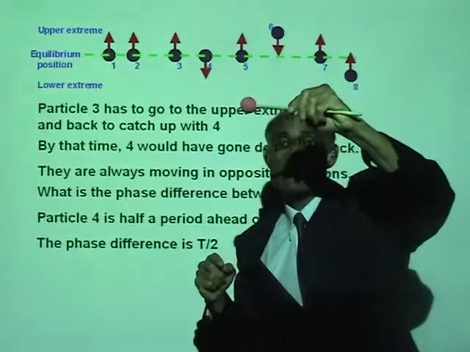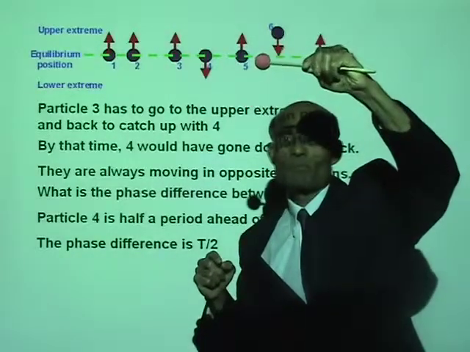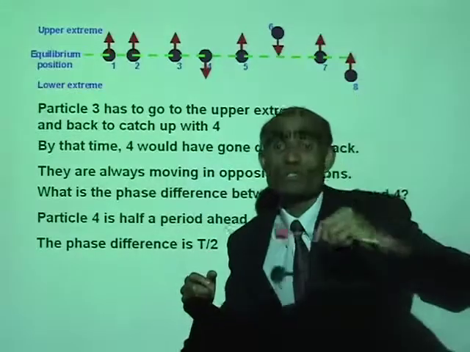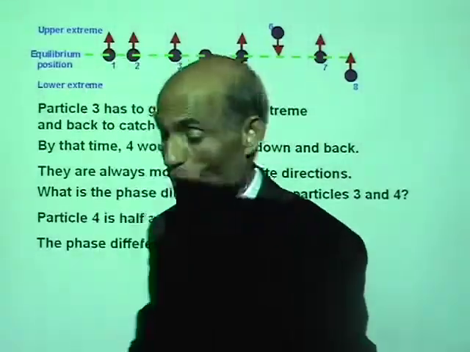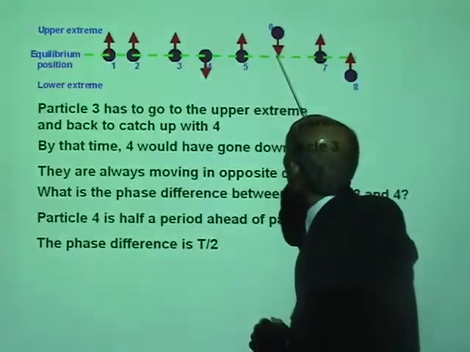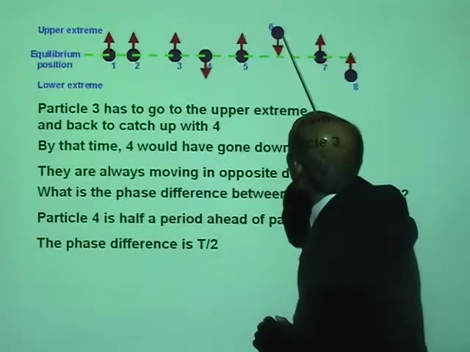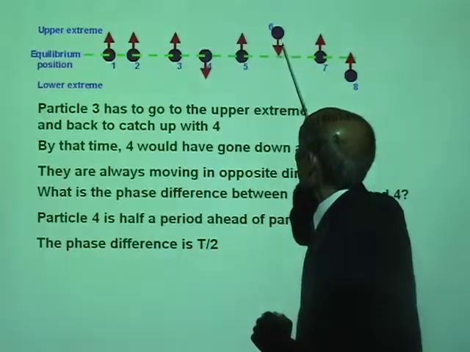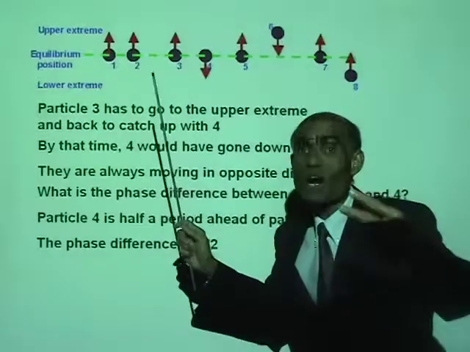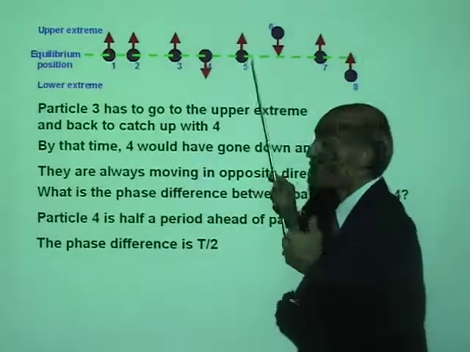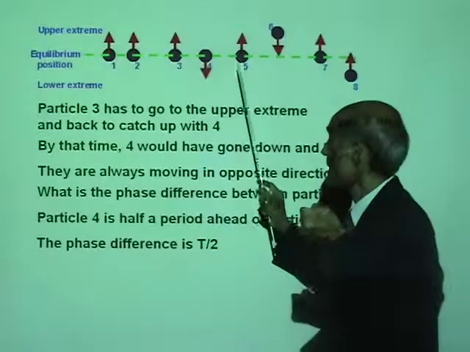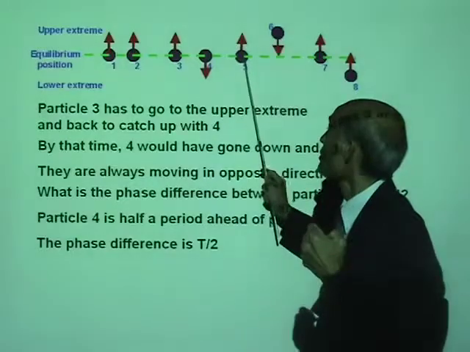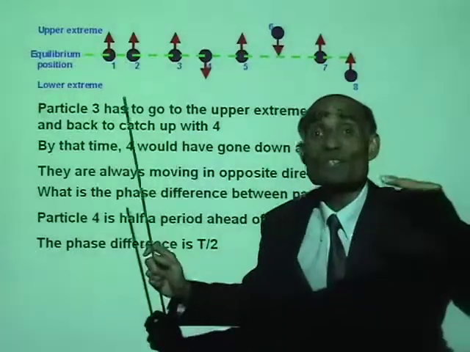What is then the time taken just to go up? The time taken just to go up is a quarter of a period. So you can say particle 6 has now gone all the way to the upper extreme. It has been vibrating for a quarter of a period when particle 5 begins. That means particle 6 is ahead of particle 5 by a quarter of a period.